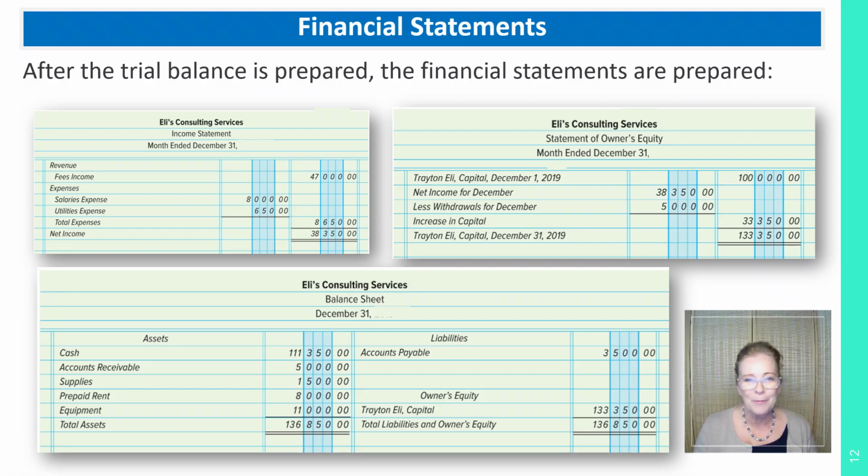I hope this was helpful. Keep practicing, and before long, you'll feel confident in analyzing business transactions with the help of T accounts.